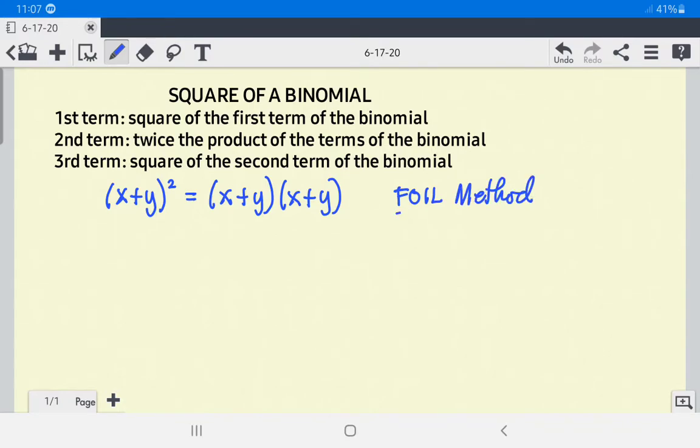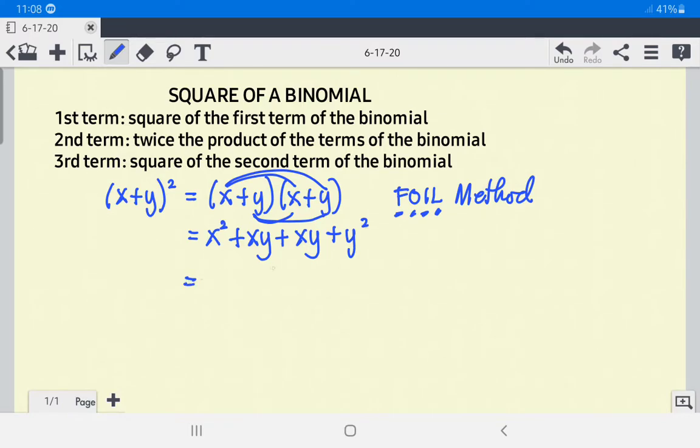for the first terms, x times x, we have x squared. Then O stands for the outer terms, x times y, we have xy. Then I stands for the inner terms, y times x, we have xy. Then L stands for the last terms, y times y, we have y squared.